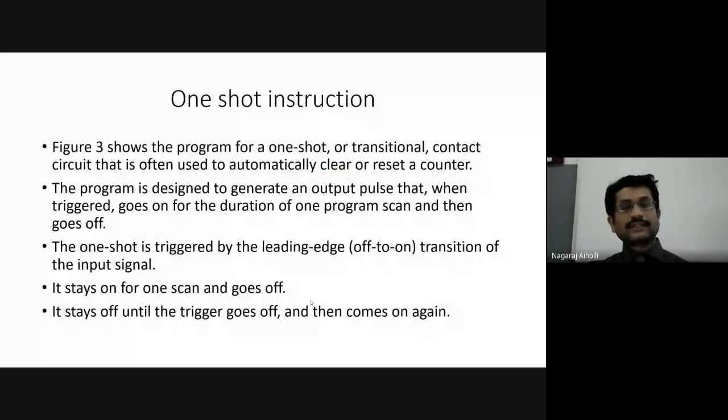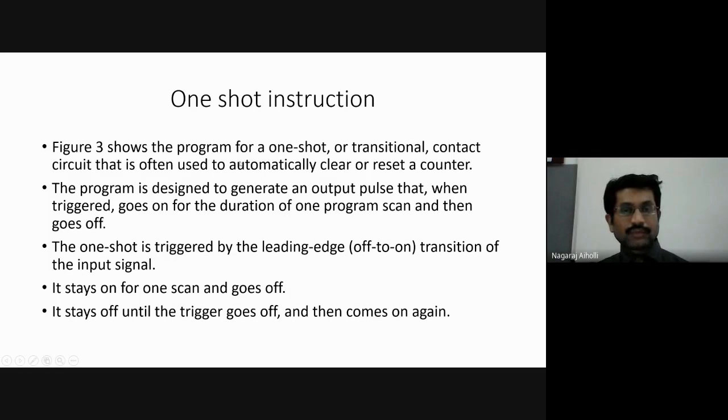The next topic is the one-shot instruction. Here, one-shot is nothing but the generation of a pulse. One rectangular pulse is being generated. That is what is called a one-shot instruction. When this instruction is activated, it is going to remain activated for one program rung becoming true. That means when the program rung becomes true, for only one program scan time, this one-shot instruction is going to remain high. Okay, let us see this instruction.